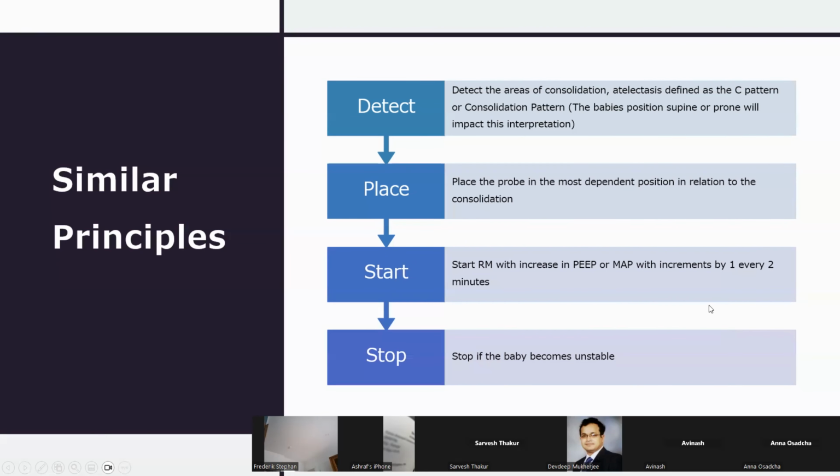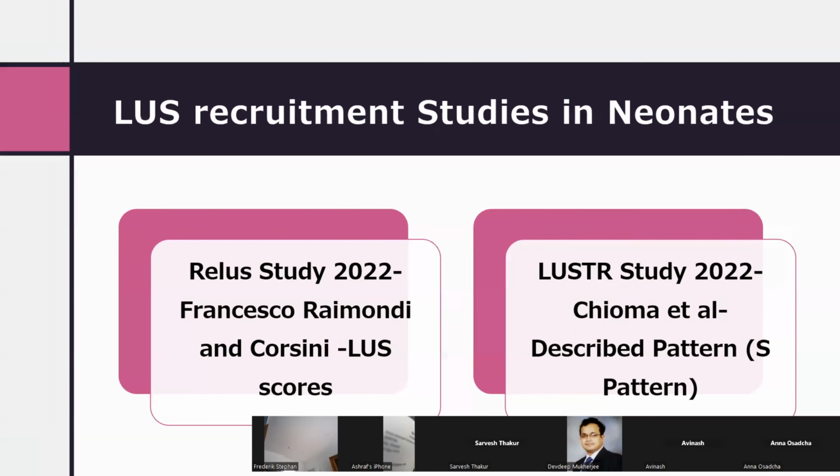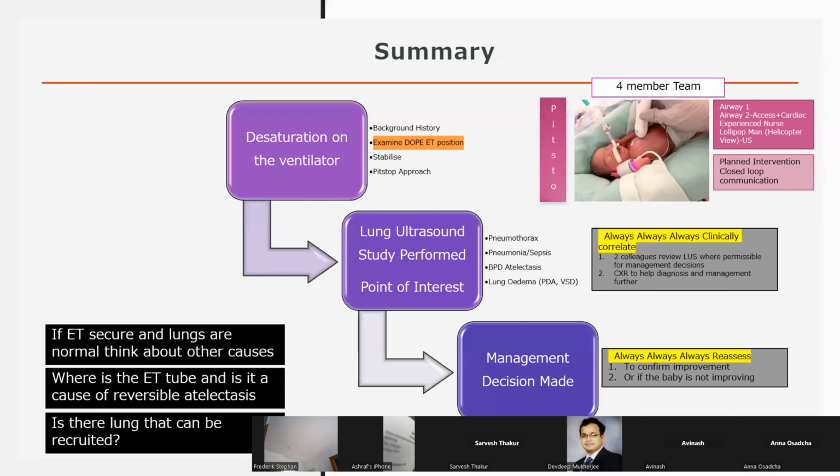I call this the DPSS, basically detect, place, start, stop. It gives me a clear structured approach to how I'm going to do a recruitment maneuver, and it needs to be done very, very cautiously. But more importantly, while I'm doing it, I am clinically correlating. Where I've got colleagues who might not be doing lung ultrasound, a chest X-ray is really important, preferably before and after. But you only do the recruitment maneuver if the baby's improving.